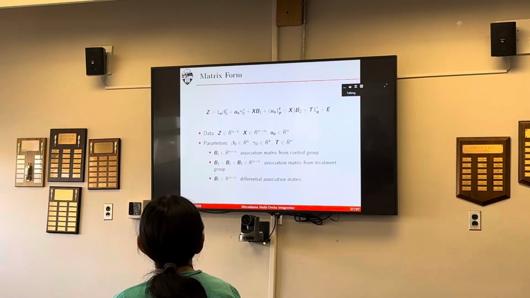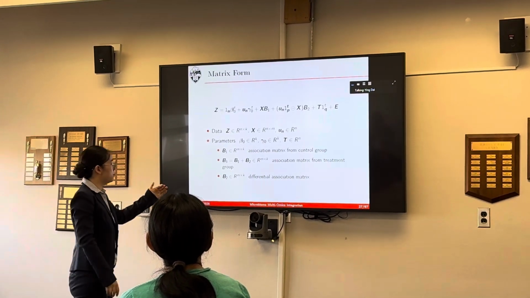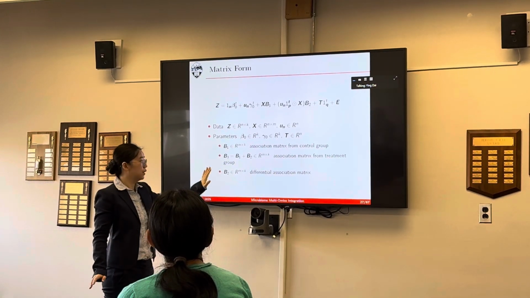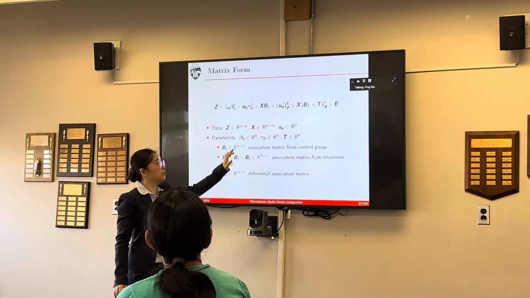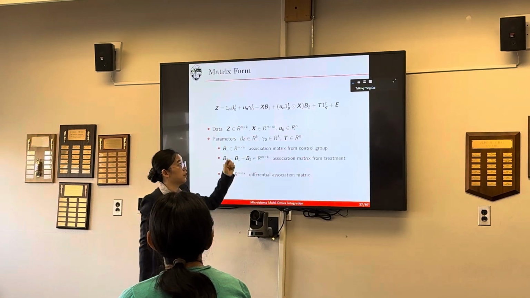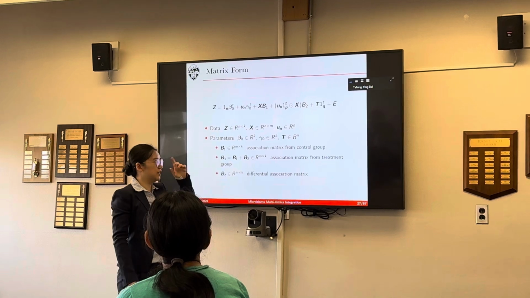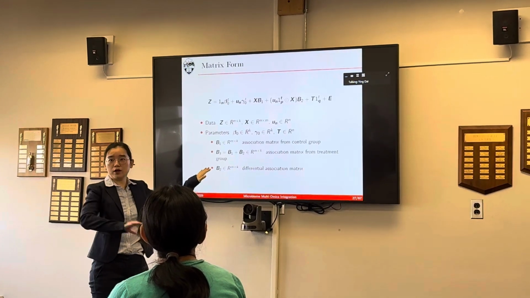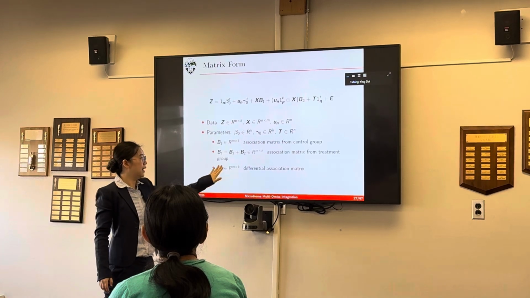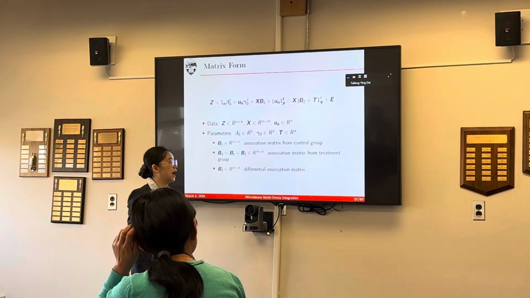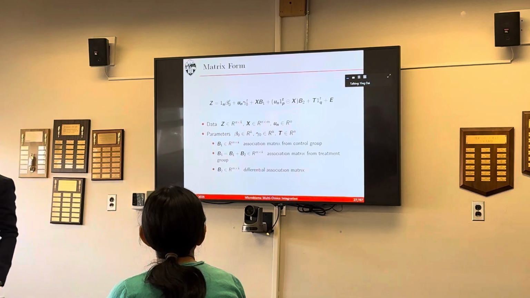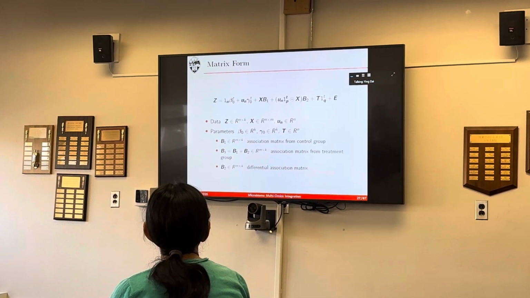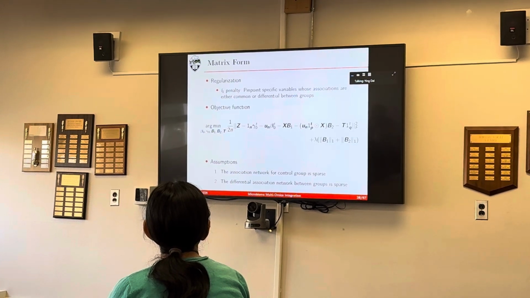And here is the matrix form that we come up with. Hypothetically, let's just say B1 is the control group, and B3 is equal to B1 plus B2. It's just like the Bjk plus Cjk from previous slides, which is the treatment group, or whatever the other group besides the control group. And B2 here actually captures the differential association matrix. Those three matrices are the main parameters that we want to estimate.